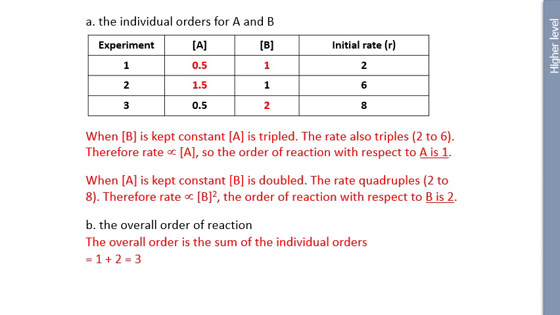Okay. So when the concentration of A is kept constant, which is experiments 1 and 3, B is doubled. The rate quadruples, 2 to 8. Therefore, the rate is proportional to concentration of B squared. The order of reaction with respect to B is 2. And finally, the overall order of reaction is the sum of the two orders. So it's going to be 1 plus 2, which equals 3.